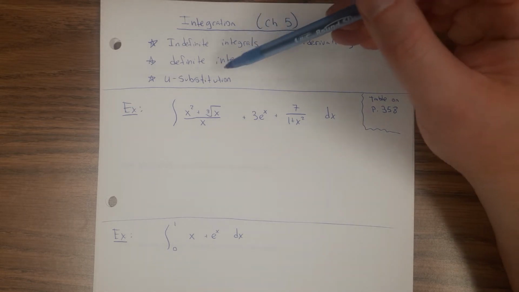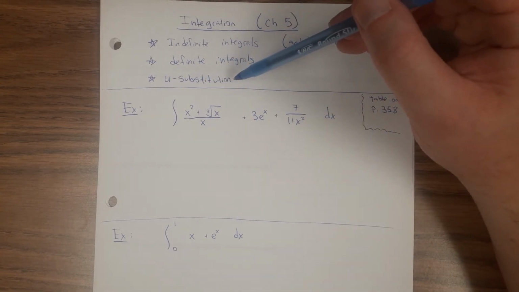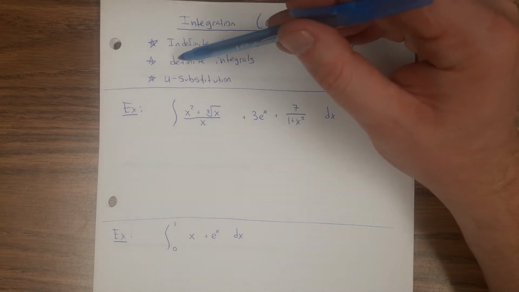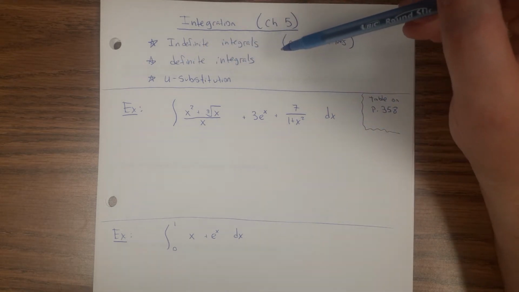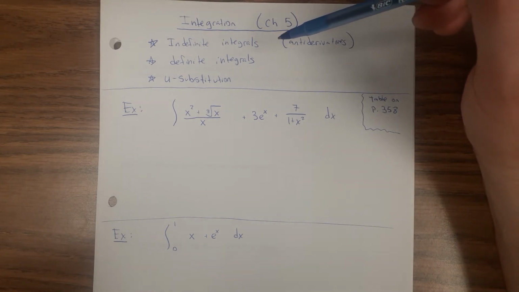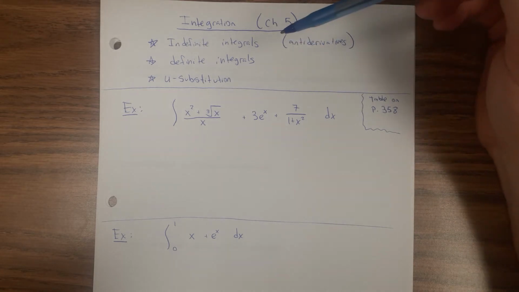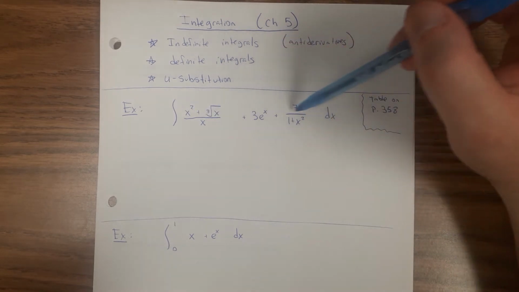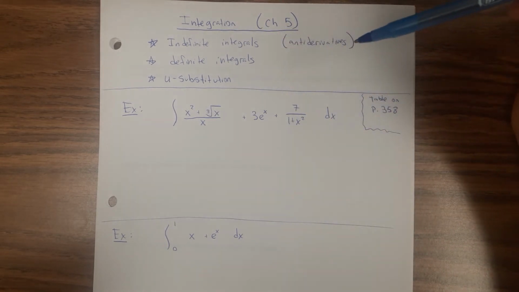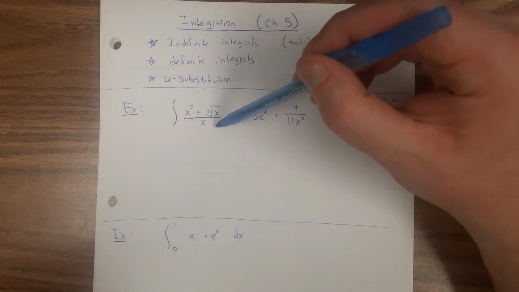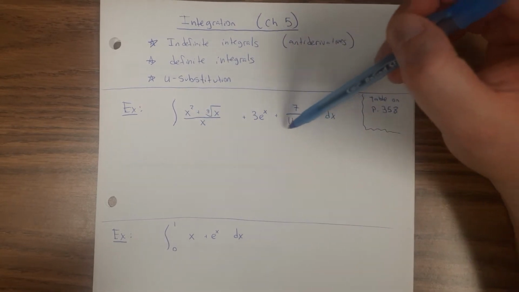And then there's also U substitution, which kind of fits inside of indefinite integrals, and it also fits inside of definite integrals. So it's not exactly a separate thing, but I wanted to list it anyway because it's important. So anyway, let's talk about how to do them. Take a look at this one. We need to find the antiderivative of this. And this notation just tells you to find the antiderivative of the function inside.